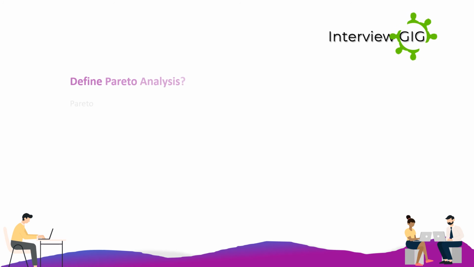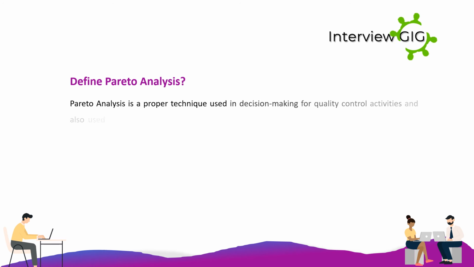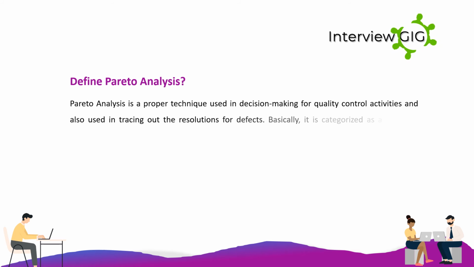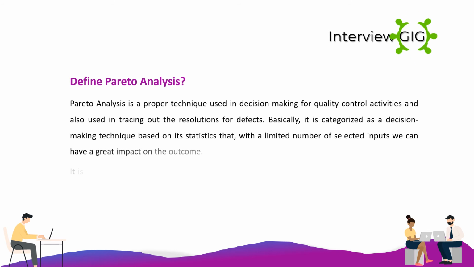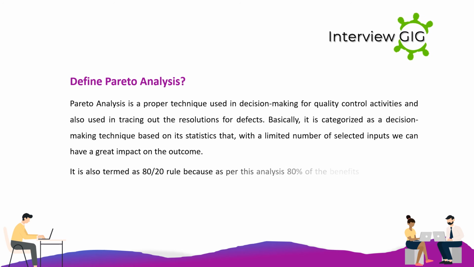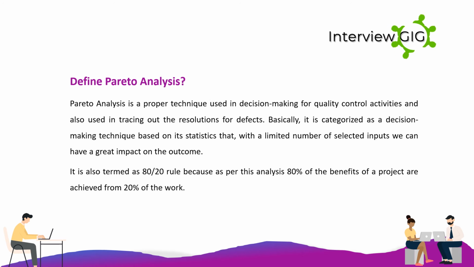Define Pareto analysis. Pareto analysis is a proper technique used in decision-making for quality control activities and also used in tracing out the resolutions for defects. Basically, it is categorized as a decision-making technique based on statistics that, with a limited number of selected inputs, we can have a great impact on the outcome. It is also termed the 80-20 rule because as per this analysis 80% of the benefits of a project are achieved from 20% of the work.